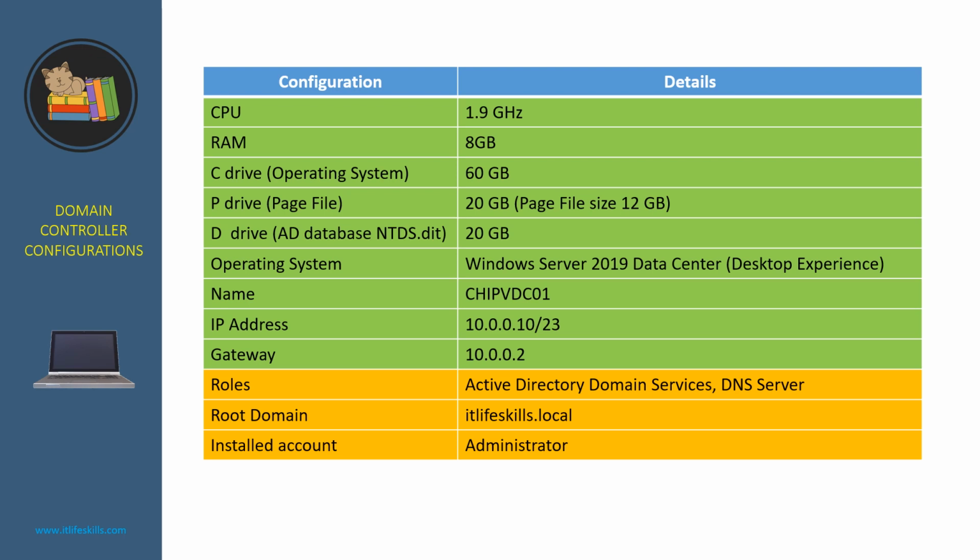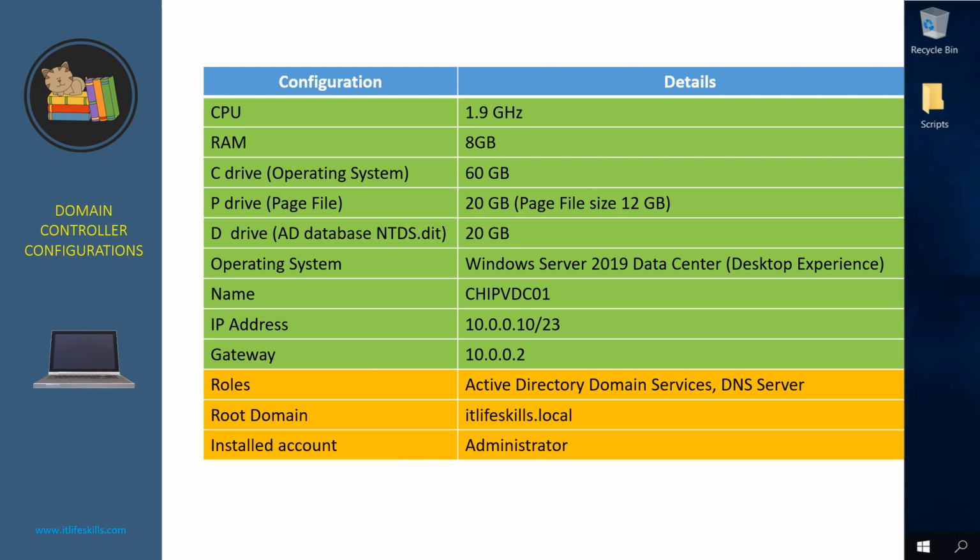This table shows us the configurations of the server that we are going to promote to the first domain controller. The green path is the one that we have already completed, and the yellow path is the one that we are going to perform in this lesson.